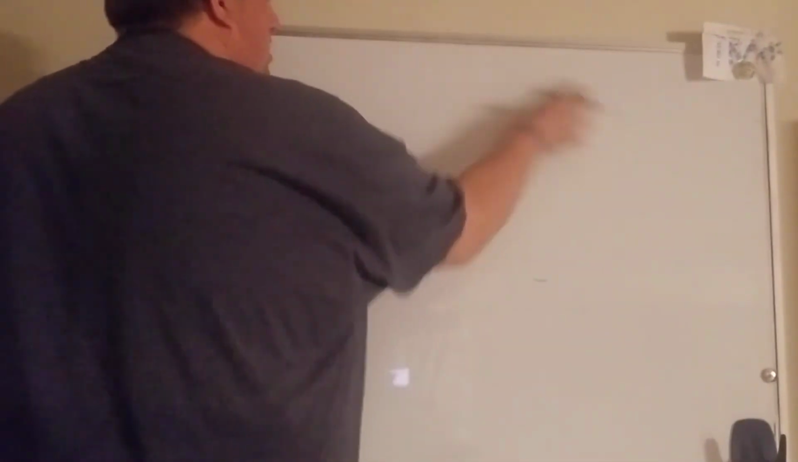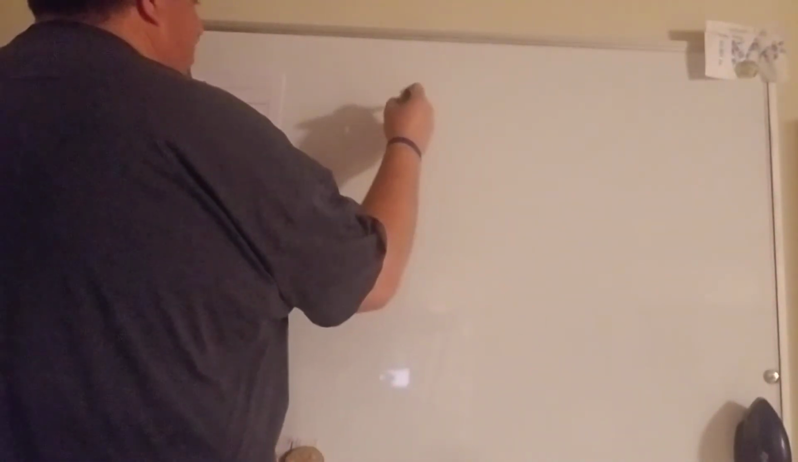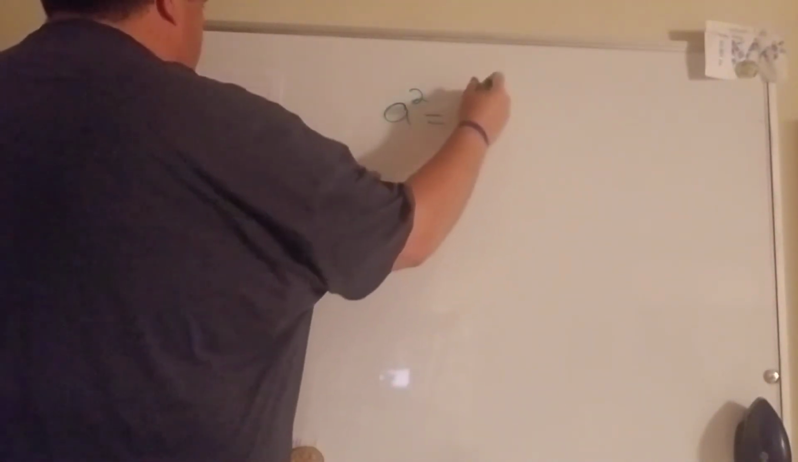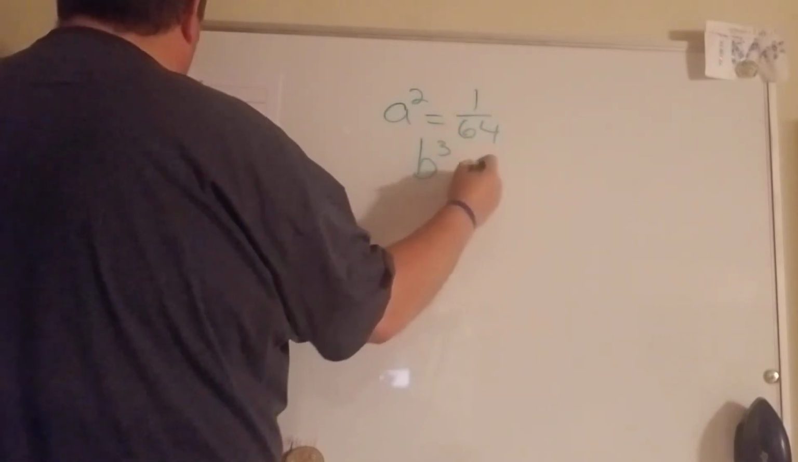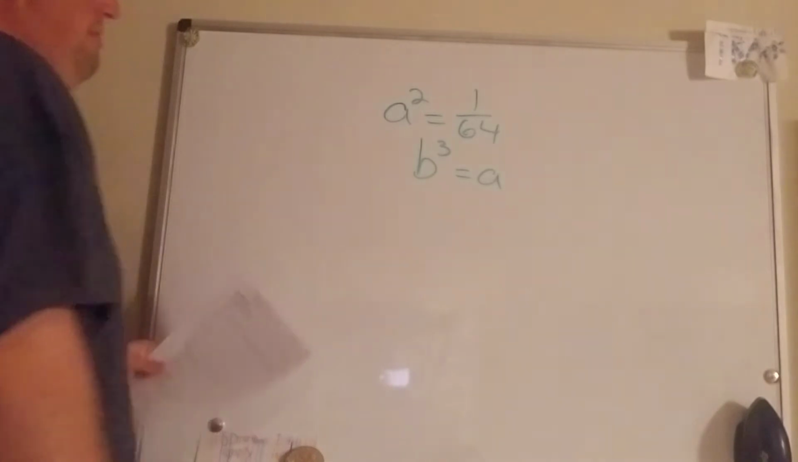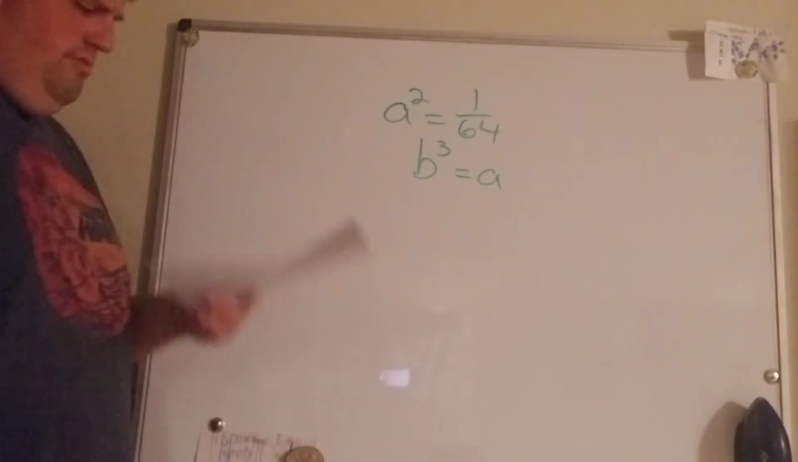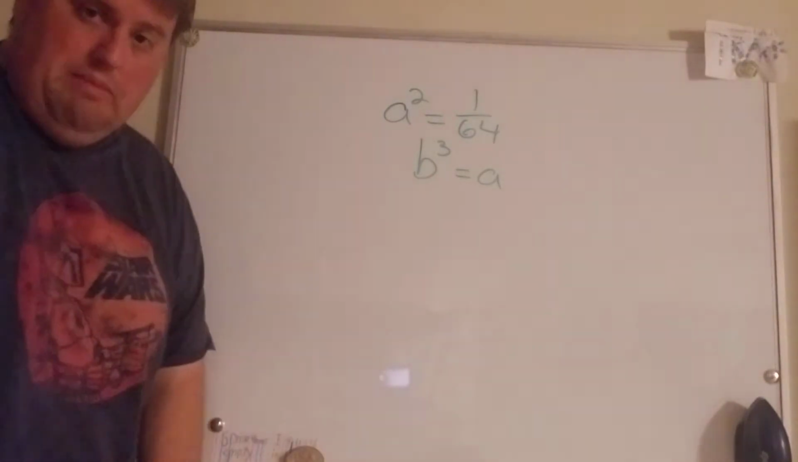The next question. We've got a squared equals 1 over 64, and b cubed equals a. And we want to know what b is going to be.